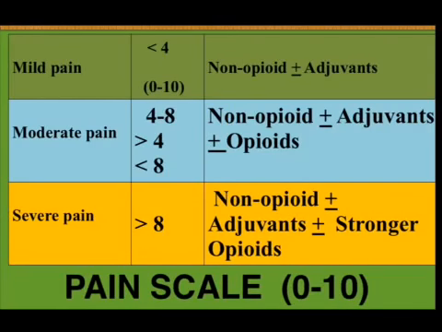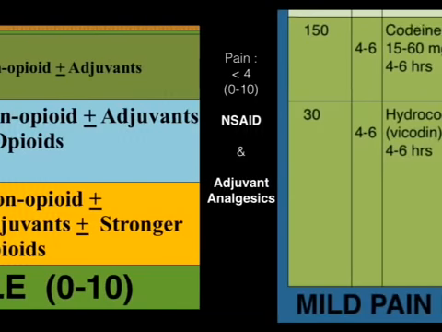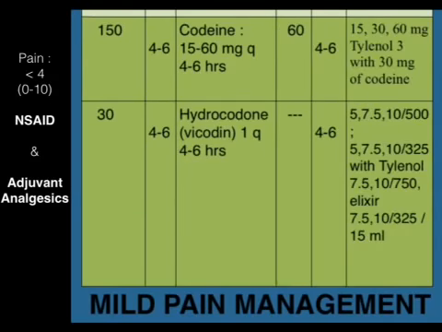And to start the pain management, you need to know the pain scale. Mild pain is less than 4, and severe pain is more than 8, and the moderate pain is between 4 and 8. It is really oversimplified. Between 4 and 8 is a moderate pain.